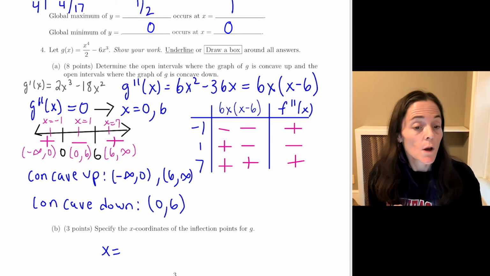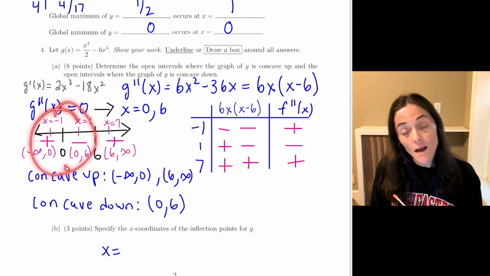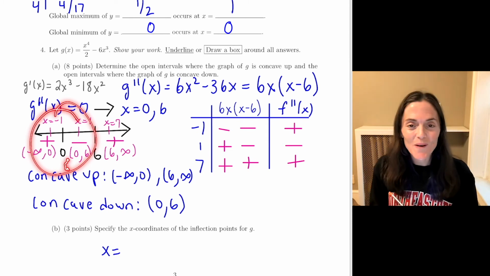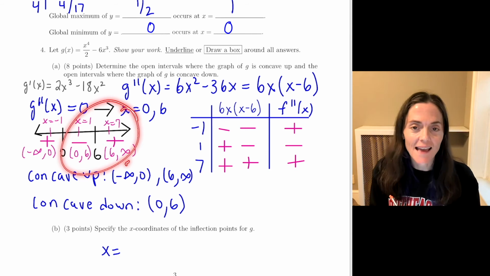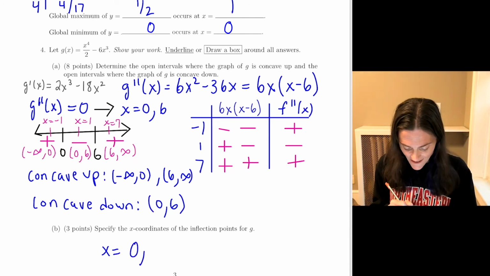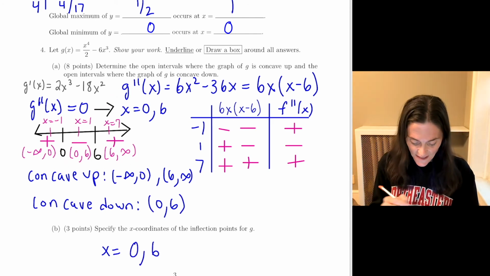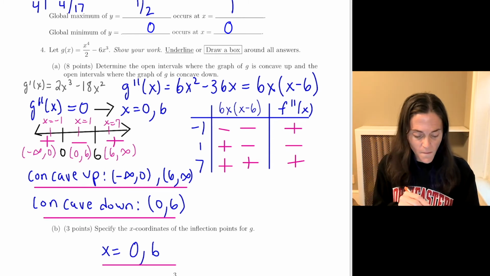Inflection points. Well, you notice here at x equals 0, the concavity is changing. Concave up on one side, concave down on the other. And at x equals 6, the concavity is changing. Concave down on one side, concave up on the other. So we have two inflection points, 0 and 6. Here, this answers concave up, concave down, inflection points.